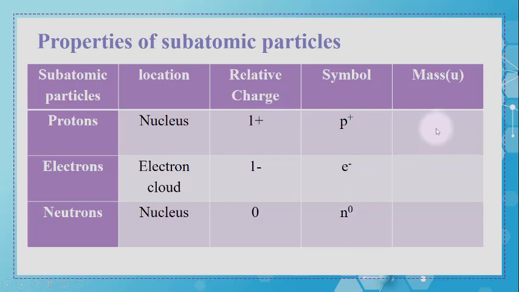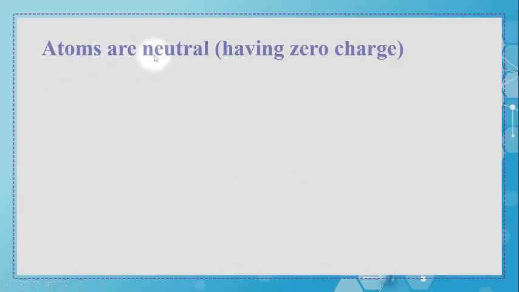The mass of one proton is 1 u, where u is the unit of atomic mass. The mass of one electron is 1 over 1830, approximately 0 u, while the mass of one neutron is 1 u. Atoms are neutral, having 0 charge, so the atom does not have an electric charge. Its electric charge is 0. Number of protons equals number of electrons, since an atom is neutral.